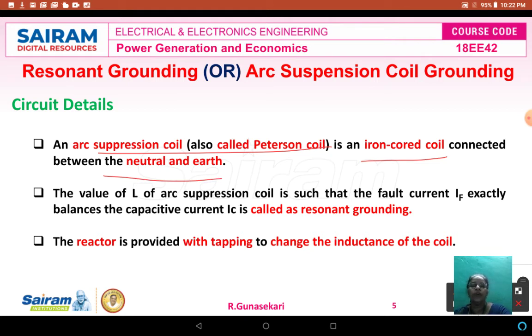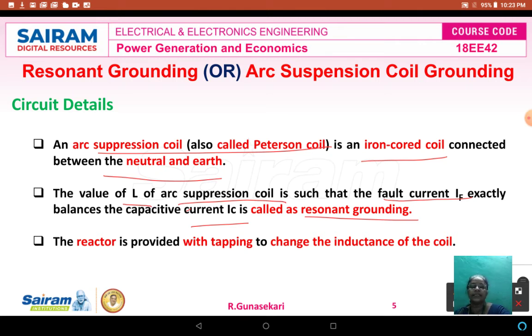The value of the inductance L of the arc suppression coil is such that the fault current IF exactly balances the capacitive current IC, which is called resonant grounding. This is the definition of resonant grounding. That means the value of inductance L of the arc suppression coil is such that the fault current IF exactly balances the capacitive current IC; this is called resonant grounding or arc suppression coil grounding.